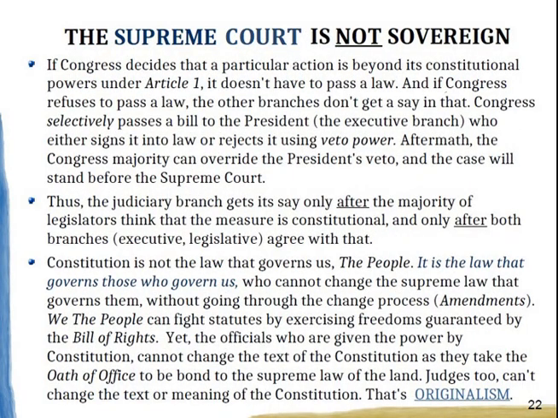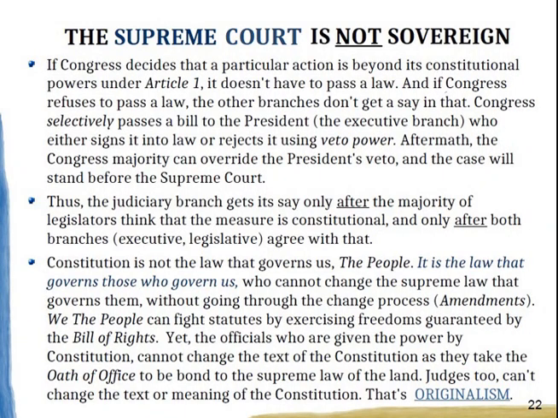It is Congress, not the Supreme Court, that constitutes the size of the Supreme Court and decides the number of associate justices. Although judicial review is a duty to follow the highest law of the land, following the supreme law is not an act of supremacy. If Congress decides that a particular action is beyond its constitutional powers to enact, it doesn't have to pass a law. And if Congress refuses to pass a law because it's beyond the Article 1 powers, the other two branches don't get a say in that.